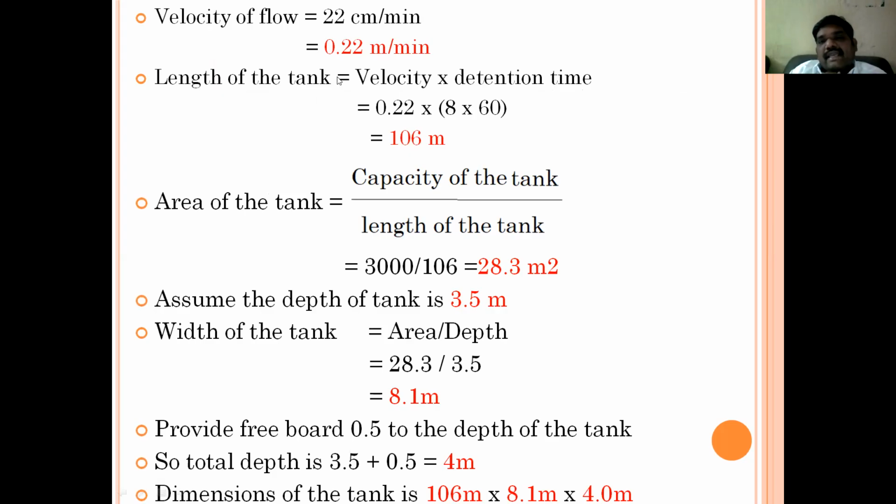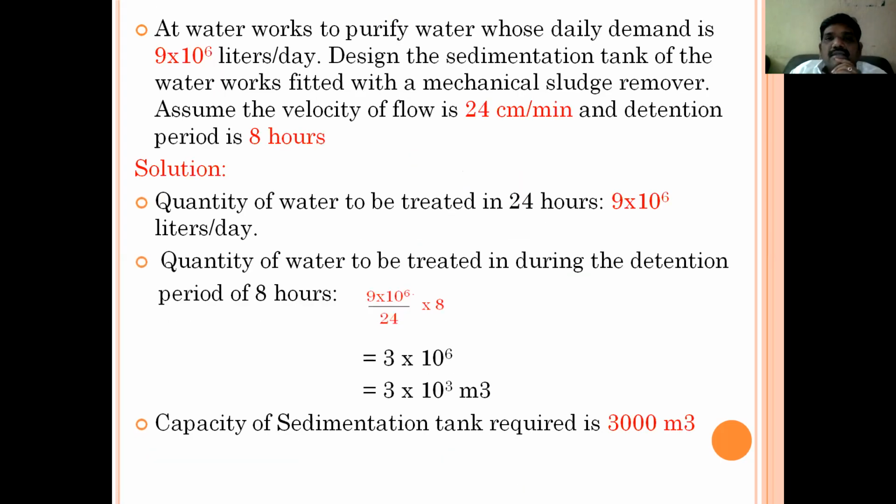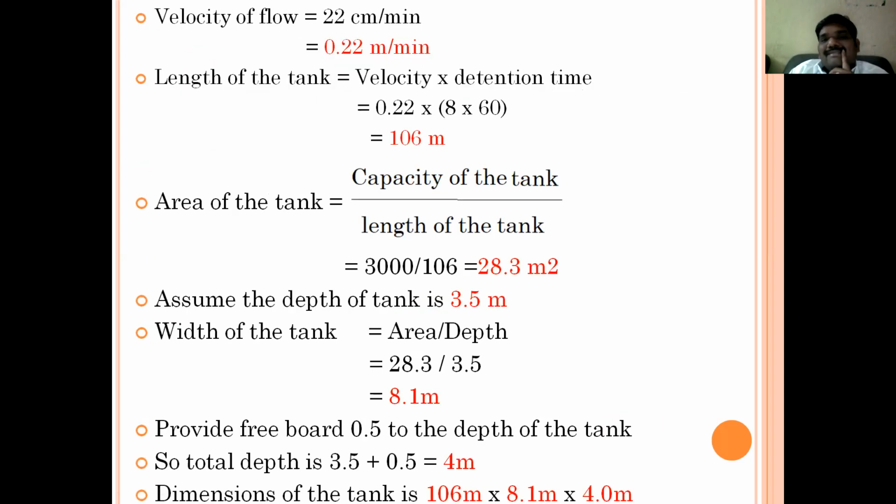Now, the length of the tank. Now we are trying to find the length of the tank. What is the question here? Design the sedimentation tank. For designing a sedimentation tank, we normally need the length of the tank. The formula is velocity into detention period. What is the velocity of flow here? 0.24 into what is the detention time? 8 into 60. Take the calculators, and I'm confident that your value is about 106 meters.